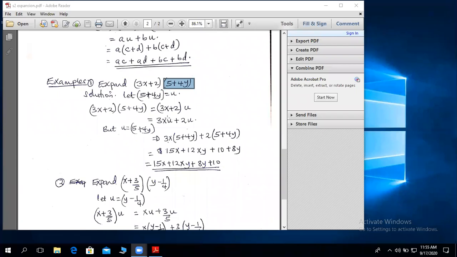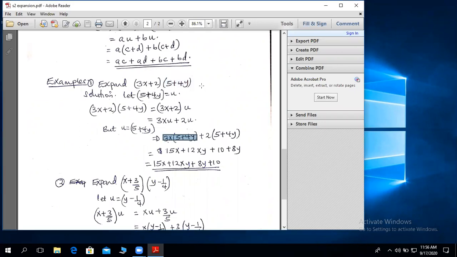Someone is asking, can you use any other unknown apart from U? And the answer is yes. But if, for example, you want to use y, you make sure it is not already in what you are expanding. So this one will now be 3x into U, which is 5 plus 4y, then plus 2 into U, but U is 5 plus 4y. And when we open the bracket, but like I told you, someone could skip this. You just say 3x, which is for the first bracket, you multiply it by the whole of the second bracket, like you are seeing there.